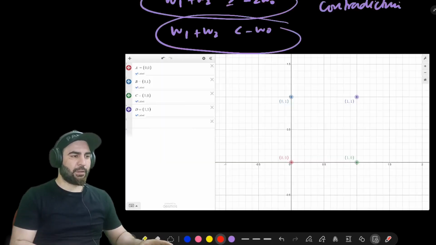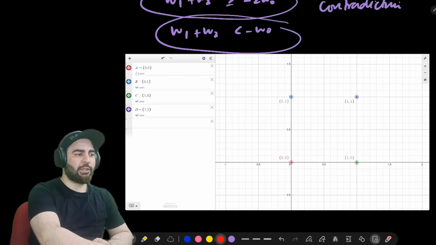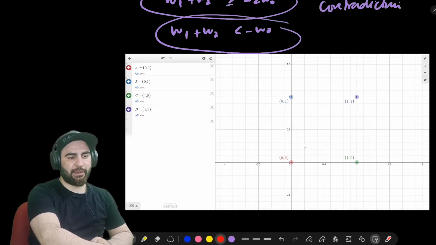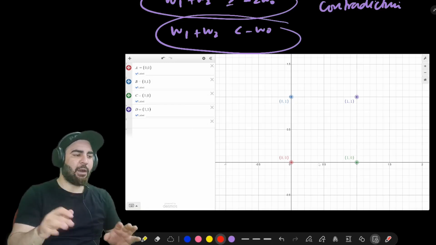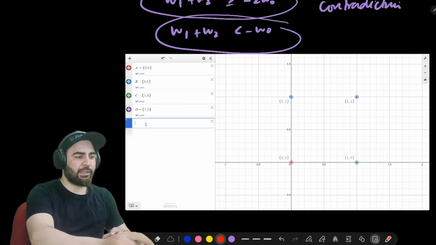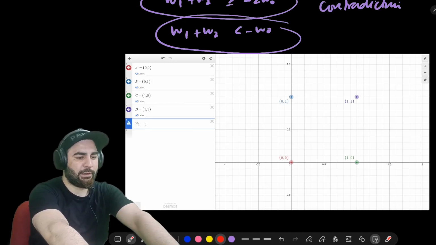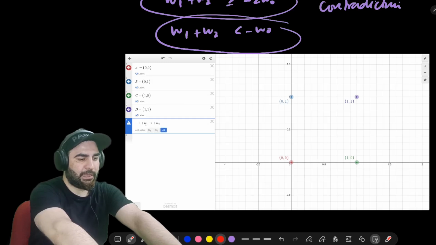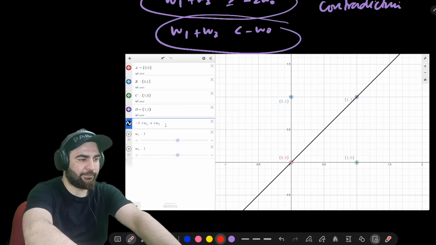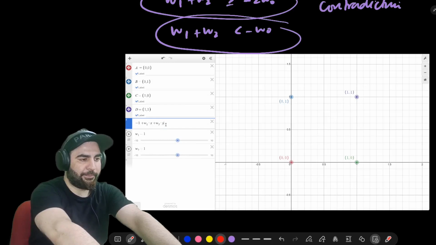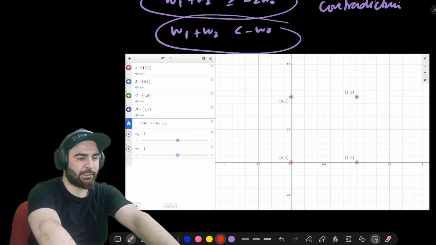So what is now appearing on the screen? I have given these labels A, B, C and D over here. Now what I will do is write the equation, say some constant value for W naught, maybe minus, plus W1 multiplied by X, plus W2 multiplied by Y, and we'll have sliders for these. Something of this sort.